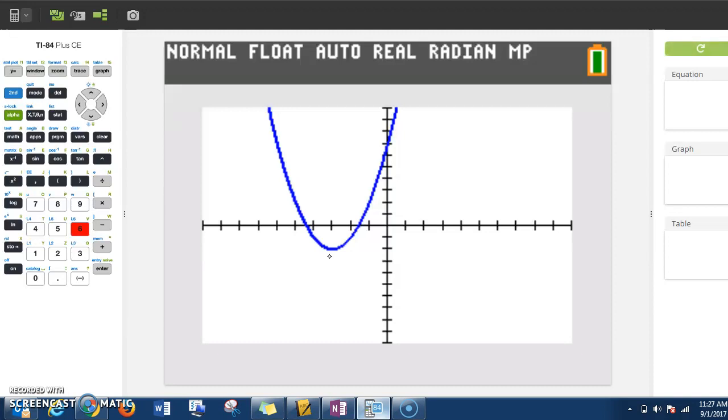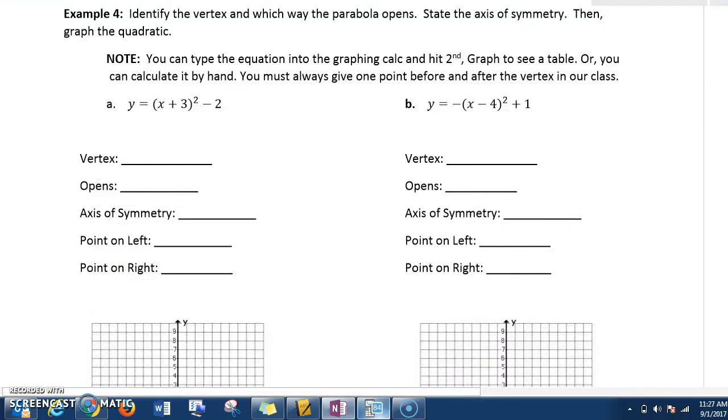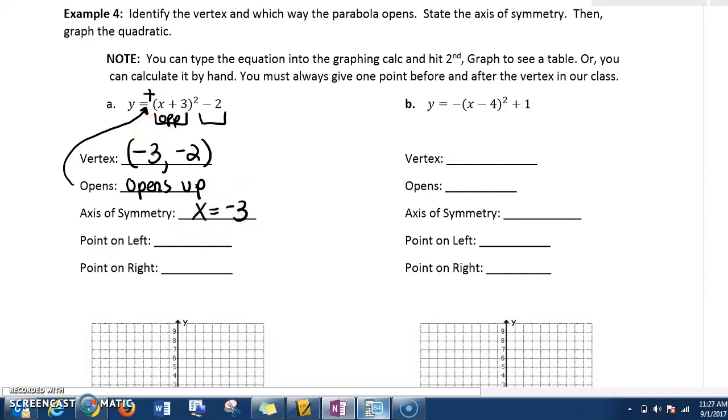All right, so let's do this. By looking at it, I can tell what the vertex is. This is the opposite of the 3, so -3, -2 is the vertex. We also know, because what's in front of the parentheses is positive, that this opens up. And we know that the axis of symmetry is once again the x value of the vertex.